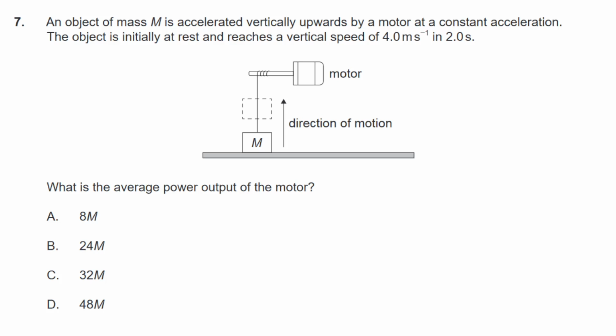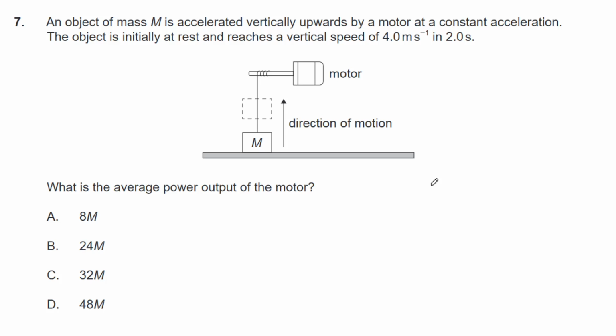IB Physics questions, DN95. An object of mass m is accelerated vertically upwards by a motor at a constant acceleration. The object is initially at rest and reaches a vertical speed of 4 meters per second in 2 seconds. What is the average power output of the motor?